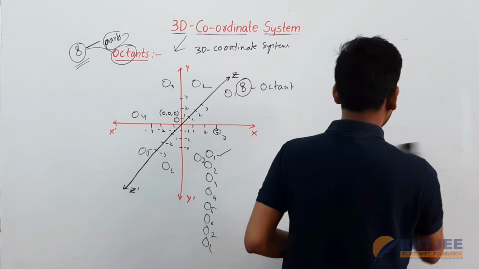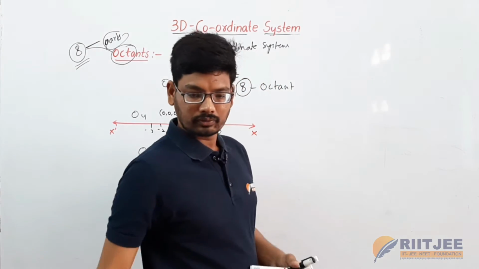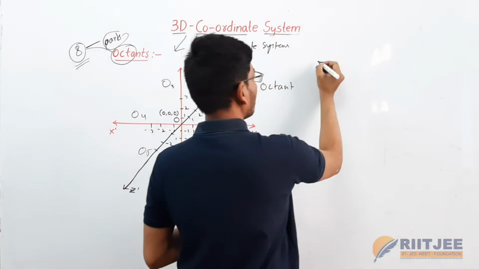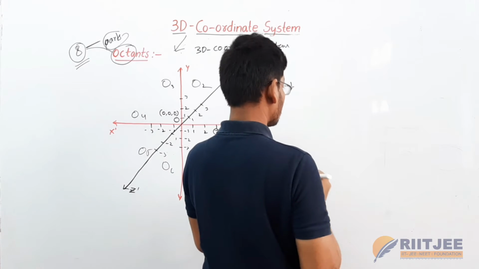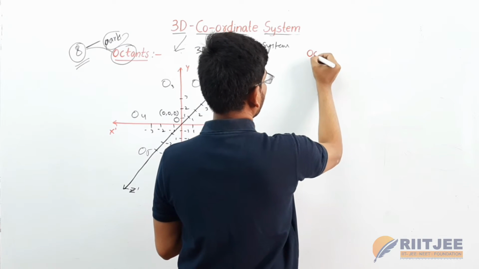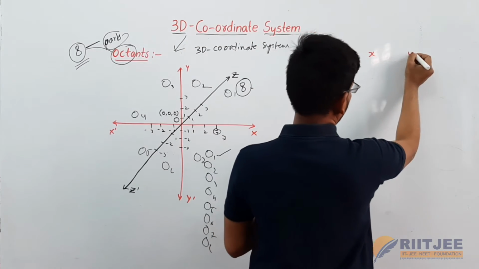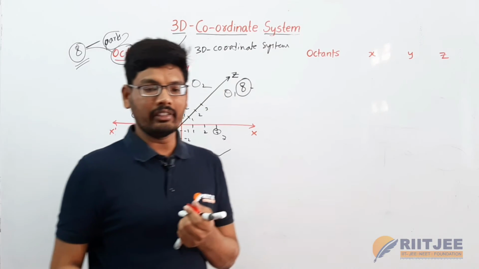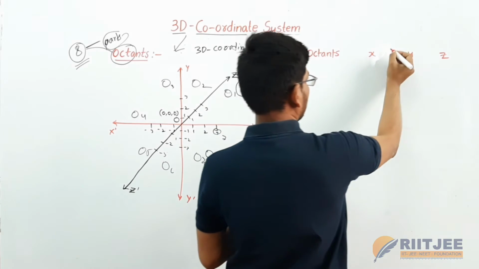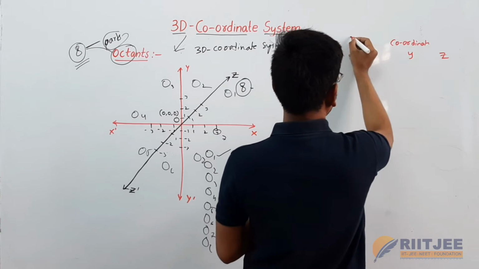What are the types of octants here? Types of octants. Octants and the x-axis, y-axis, z-axis. Here 3 values are there in octant 1, octant 2, octant 3: the x coordinate, y coordinate and z coordinate.